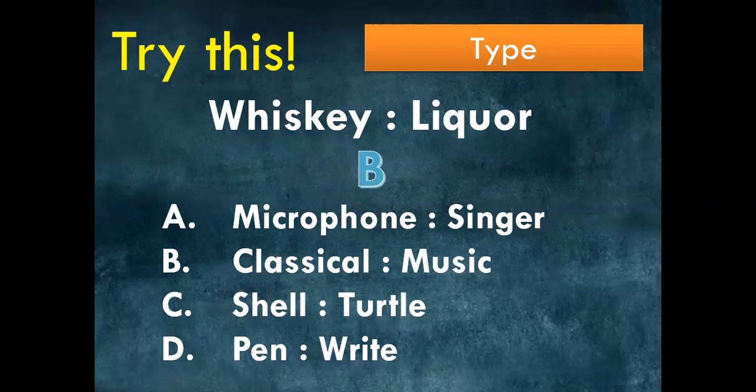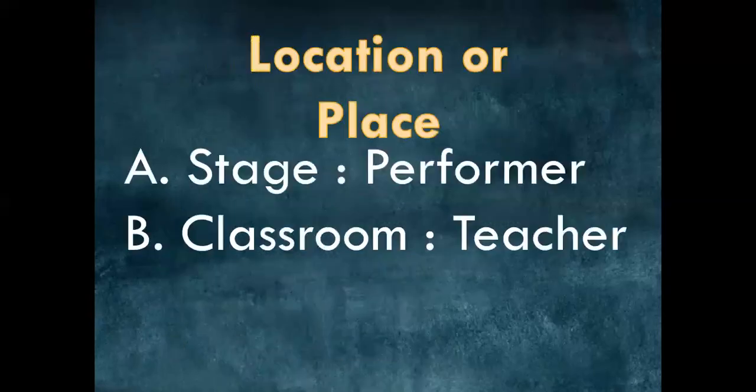Classical is a type of music. Microphone is the singer, that is an object to a person. Shell is the turtle is an example of part to whole. Pen is to write. The purpose of pen is to write. Therefore, the correct answer is letter B.